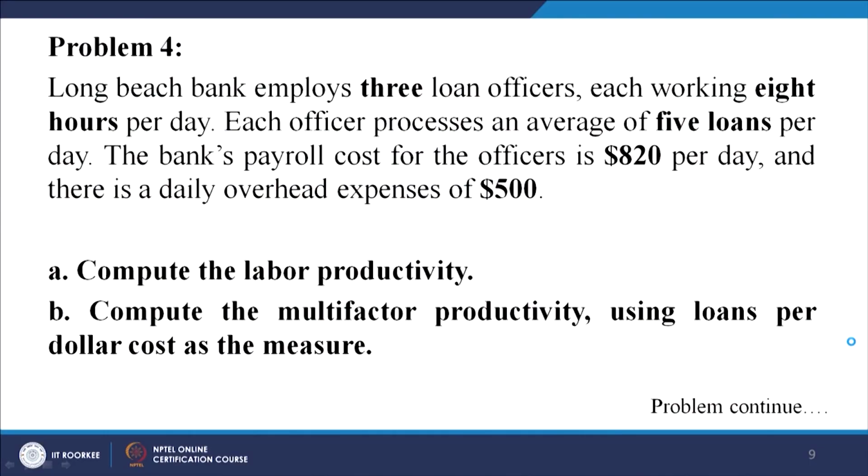So how can the labor productivity be calculated? What is the input of labor? The labor gives time for processing the loans. So time is the input of the labor. How many people are working? 3 loan officers are working. How much time are they spending? 8 hours per day. How many loan applications are they processing? It is given in the statement, 5 loans per day each. So with 3 officers, they are processing 15 loan applications each day.